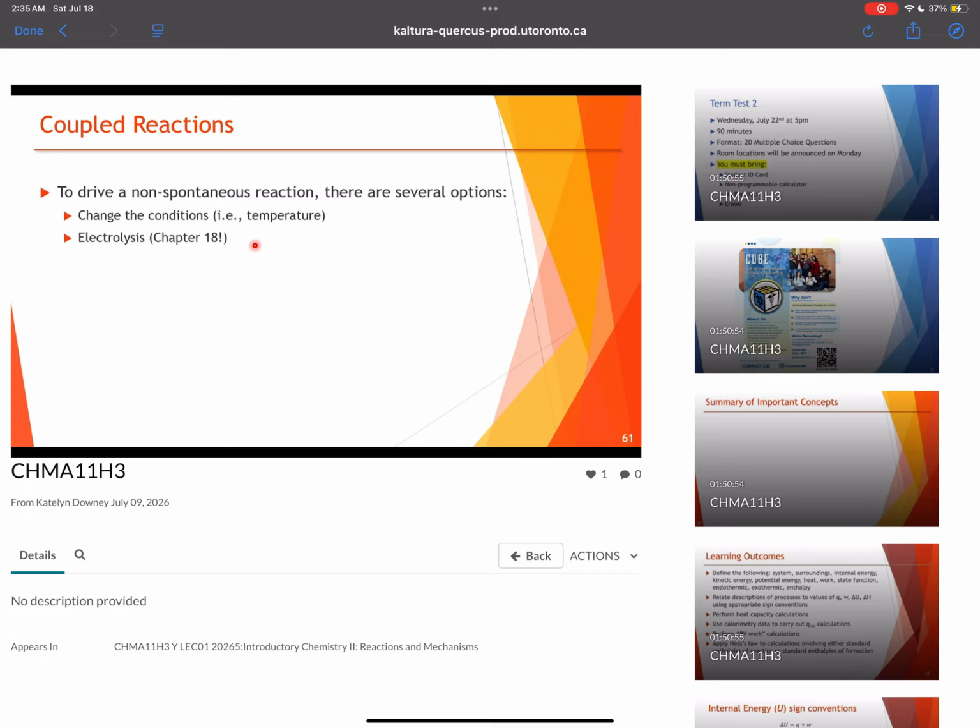Another thing you can do is something called electrolysis, and this we're going to go over again when we get to the electrochemistry chapter, the last chapter of the course. So I won't get too into the nitty-gritty of it, but essentially electrolysis uses electric current to make a reaction happen. So we're adding an electric current to drive a reaction.